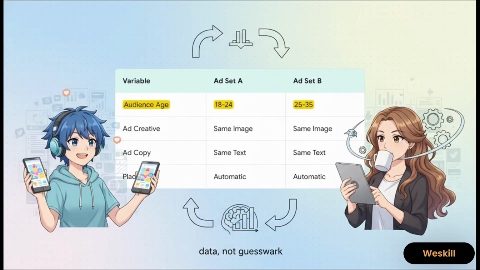Just look at how simple and clean this test is. The image is the same, the text is the same, the placements are the same. The only thing we're changing is the target age group. By running these against each other, you will get a definitive answer to the question, which age group likes this ad more? This is how you let data, not your gut feeling, drive your decision.